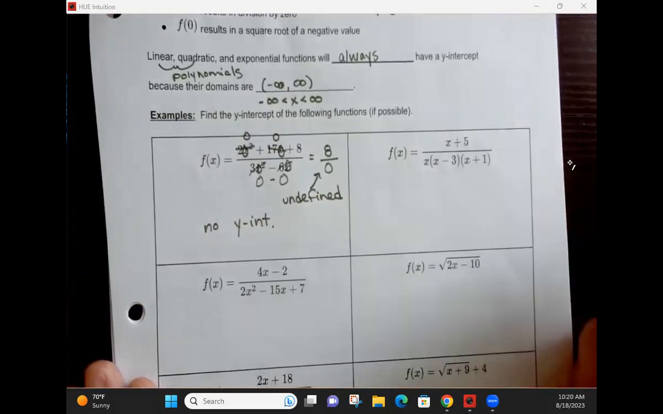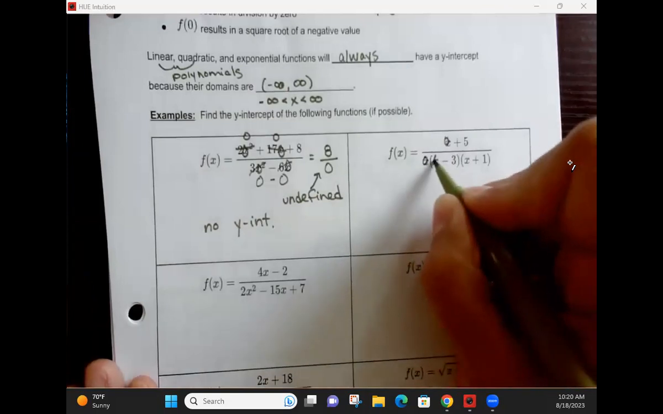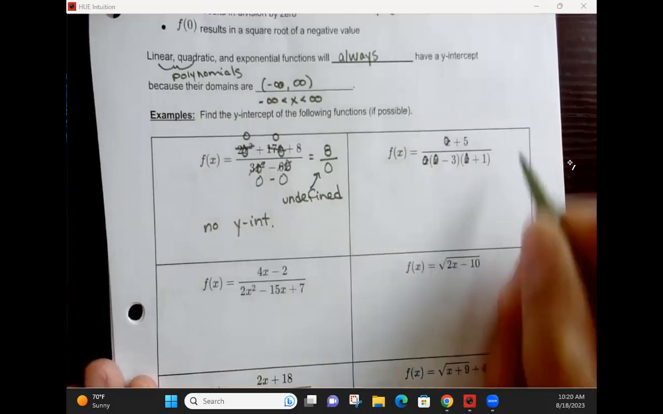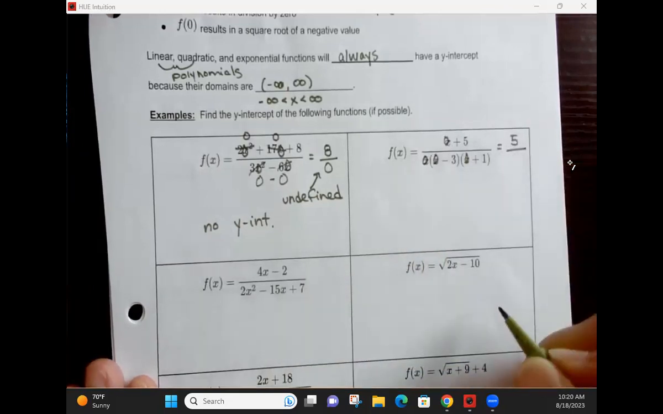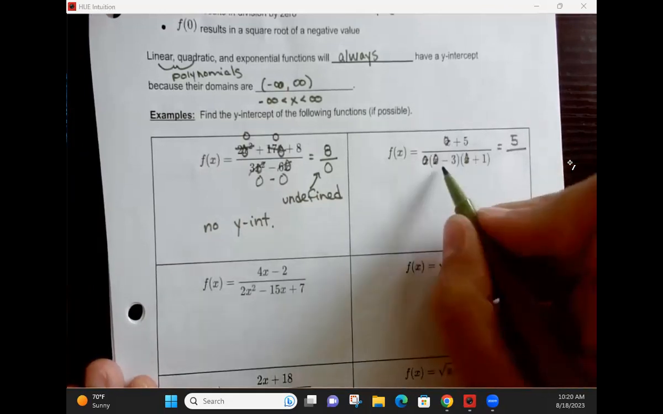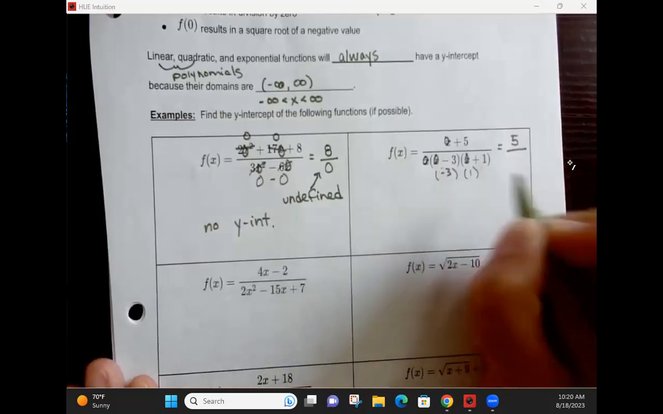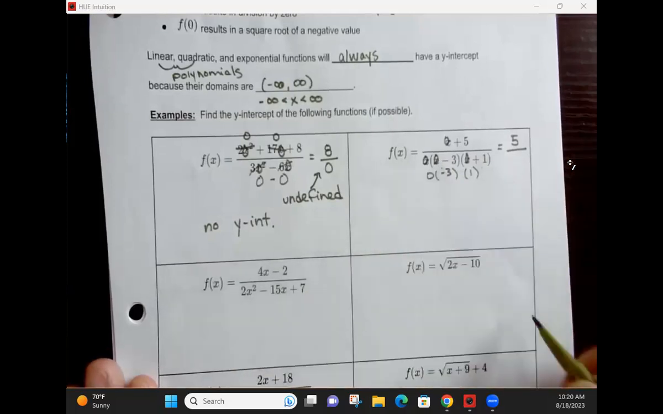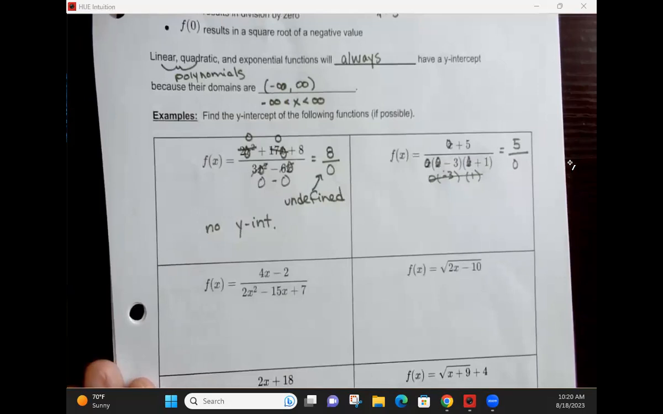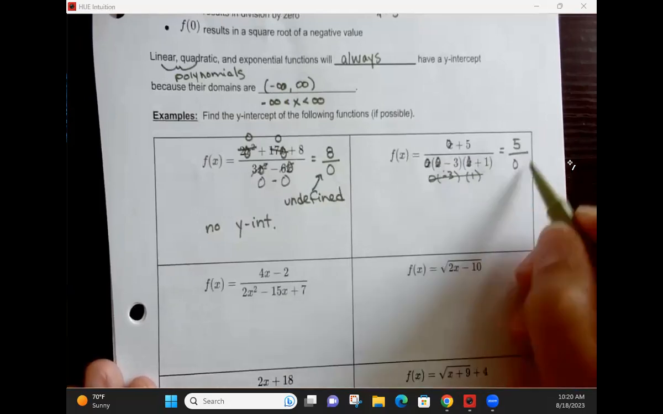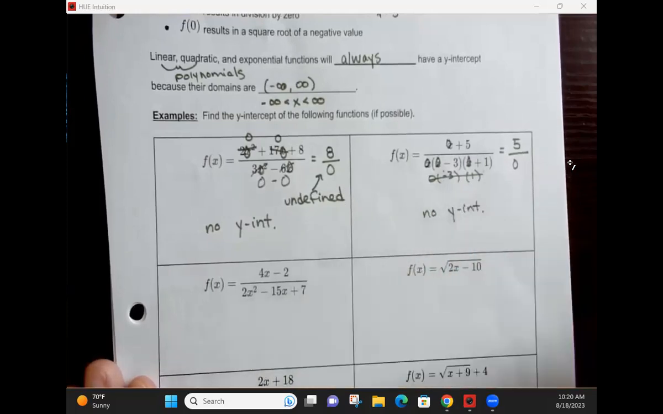Our next problem, another rational function. If I plug in 0 for all my values of x, on the top, 0 plus 5 is 5. On the bottom, if I just had these guys, we'd be okay. Because I have negative 3 times 1, but I'm multiplying by 0 in front there. So the whole bottom is again just going to be 0. This is undefined, so we have no y-intercept.